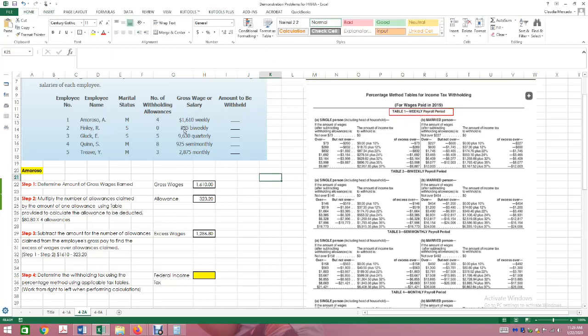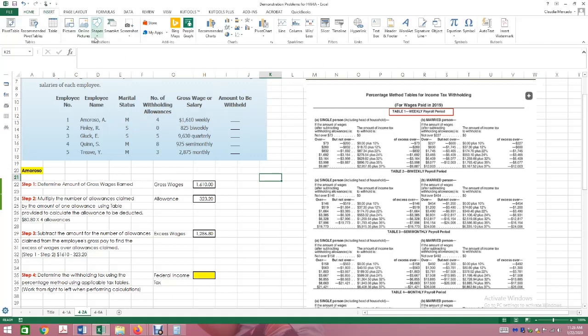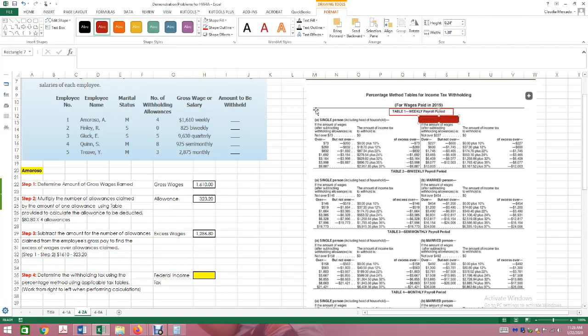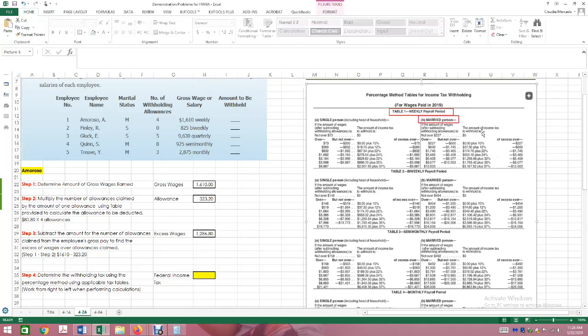Now this employee is married. Okay, it says here that I'm married. This is for single, this is for married. So I'm going to look at the right hand side when I'm calculating my taxes. I'm going to be looking at these numbers right here for married. Now this person has 4 withholding allowances. That was stated. That's where we calculated our allowance here.